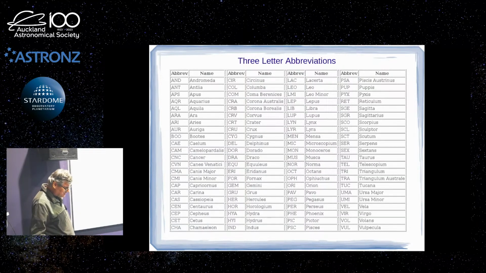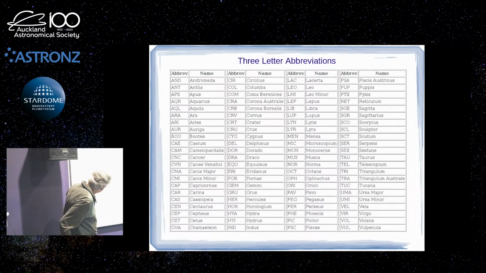And this table here is showing you the names of all the constellations, and they all have a 3-letter code, which you can learn if you want to. I can't rattle off all 88, that's for sure.